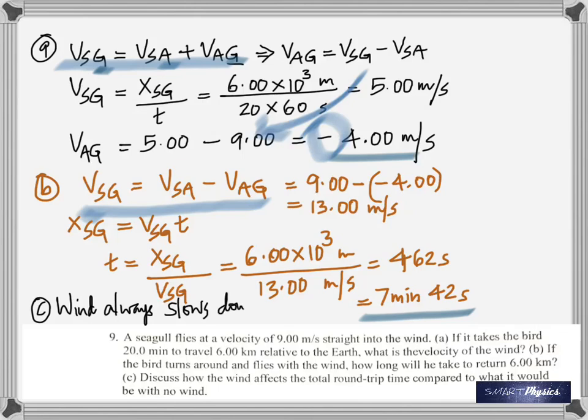And discuss how the wind affects the total round trip. Oh, surely the wind always slows down the round trip. So it was better if there was no wind at all. Interesting question, because remember that it was flying into the wind. It took 20 minutes because it was fighting the wind. But when it was going with it, it only took 7 minutes 42 seconds.